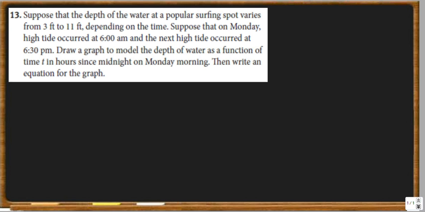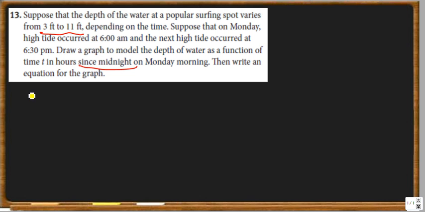So it wants us to draw a graph first to model this. So we're going to need to set up our axes. We need to figure out what our domain and range is going to be. It gives us our range up here, so 3 to 11. That's going to be nice. We won't have any negative values, so it'll make that easier. And we're also going to start here at midnight on Monday morning, so we can start there and just move our time forward. That makes it nice and convenient.